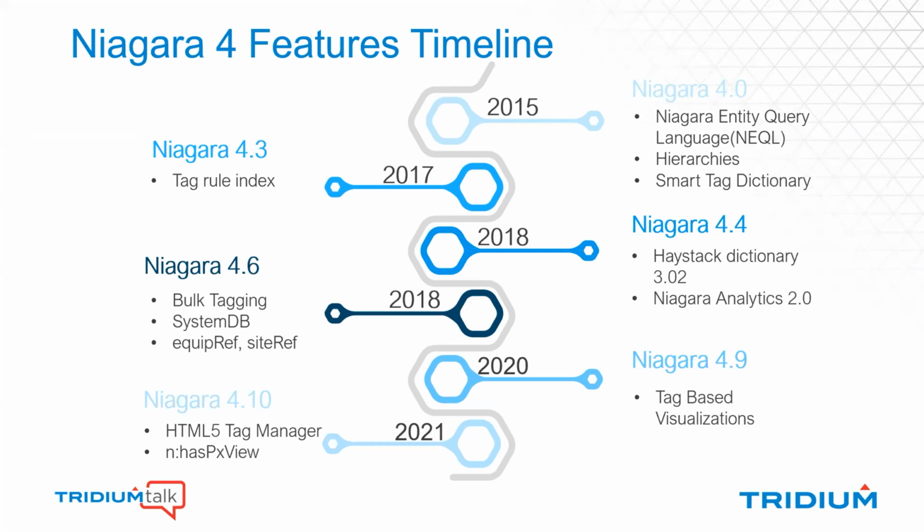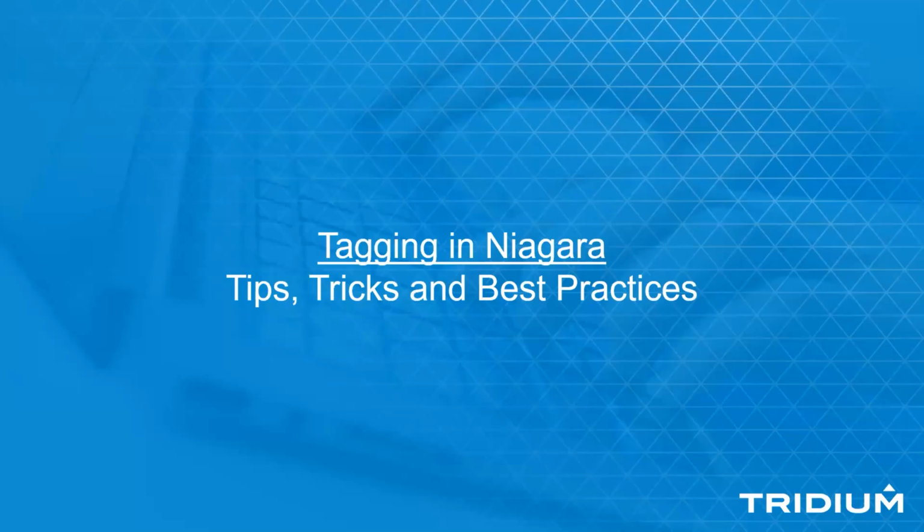So there's been a number of features that we've been adding since Niagara 4.0 that's really made tagging much easier to comprehend, to deploy, and to use. And with Niagara 4.10 coming out, we have the HTML5 tag manager, some new implied tag additions. And then when you wrap it all up with the tag-based visualizations introduced in 4.9, we have a pretty comprehensive offering to help you and our customers tag their stations. But what we're here to discuss is how to do that, and what are some of the tips, tricks, and best practices for doing so.